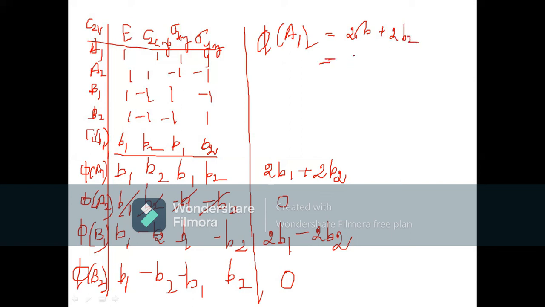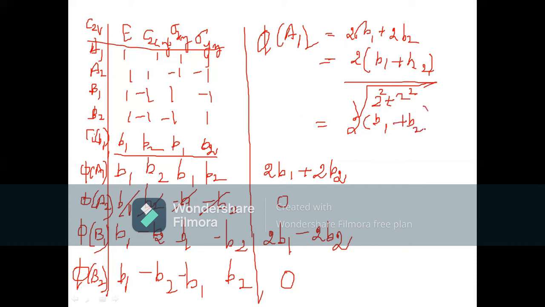Now on normalization, what are the coefficients? C1 and C2 are 2. So I'll be getting 2 into B1 plus B2 divided by square root of 2 squared plus 2 squared. So it is 4 plus 4, 8, which I can take as 2 into B1 plus B2 divided by 2 root 2. So I can strike out both, and I can get this as the wave function.